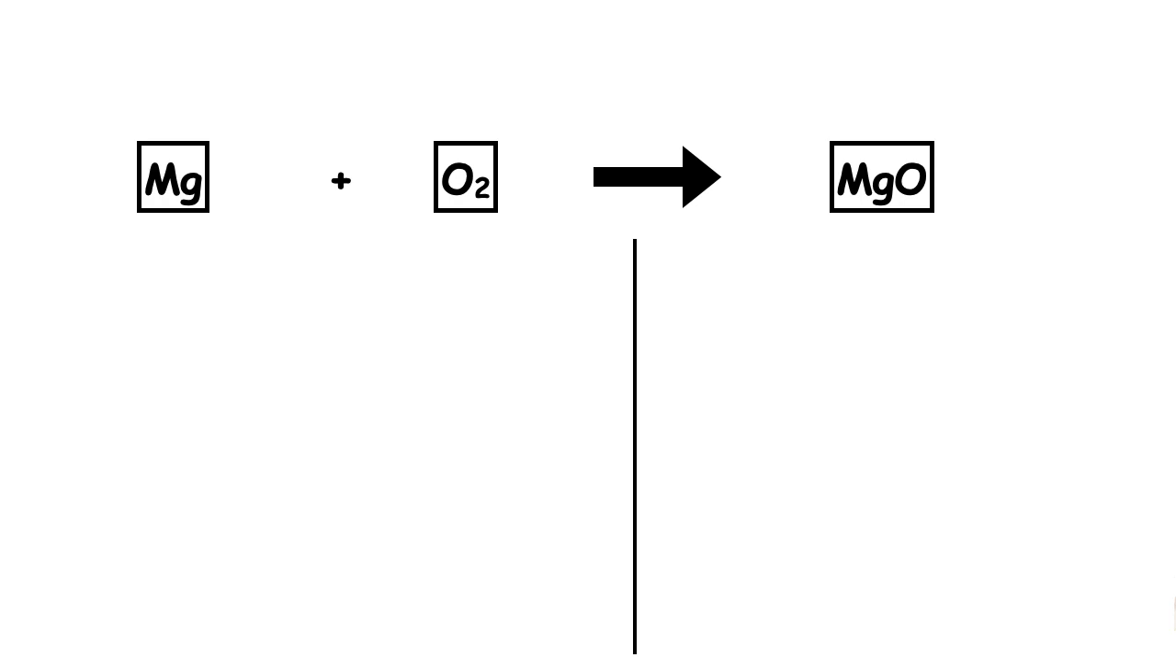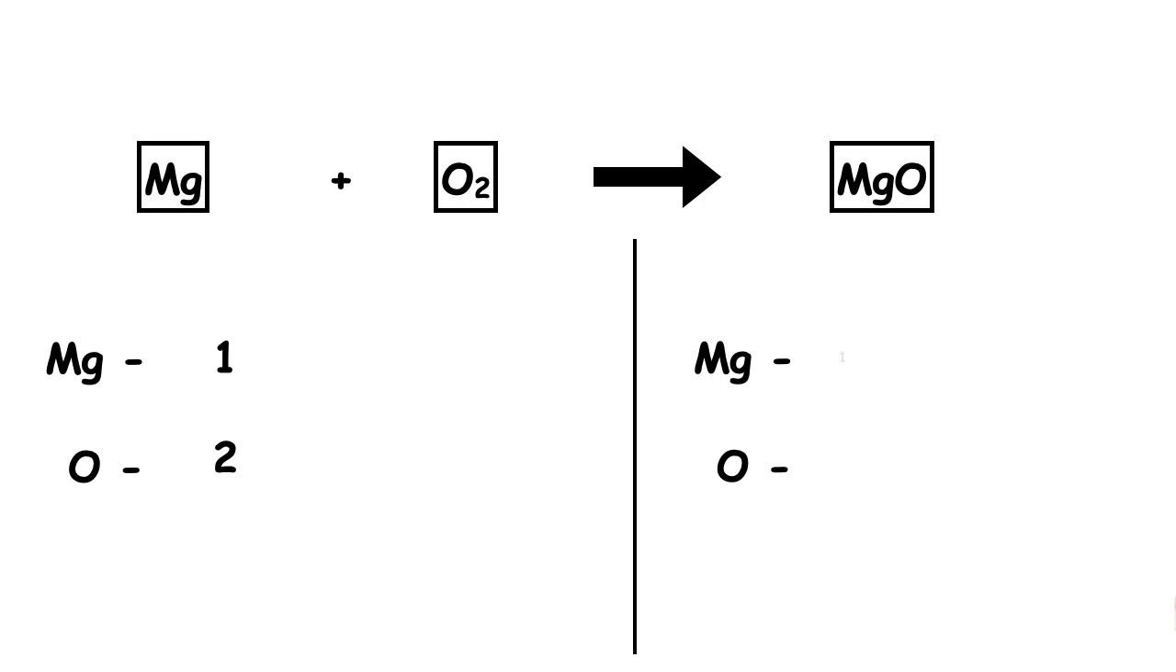So we're going to write our shopping list. We've got Mg and O, and we're going to mirror that on the other side, Mg and O. On the left hand side, how many magnesiums do we have? We have 1. And how many oxygens do we have? We have 2, because of the small 2 that's after the chemical symbol for oxygen.